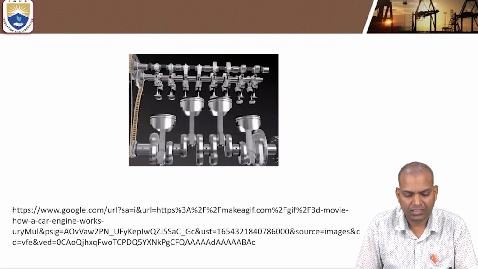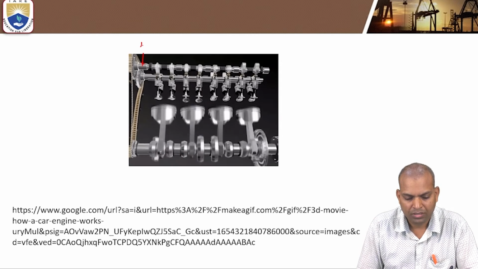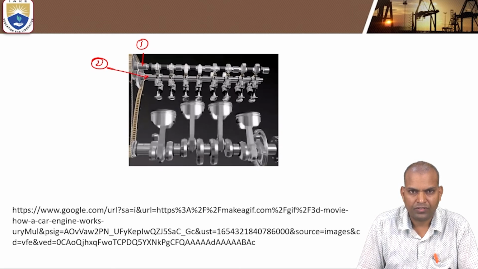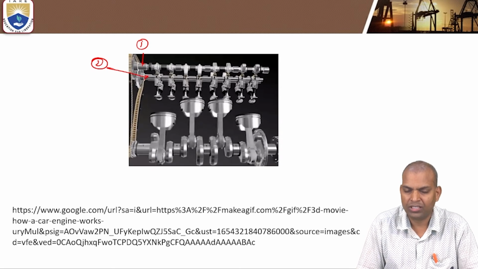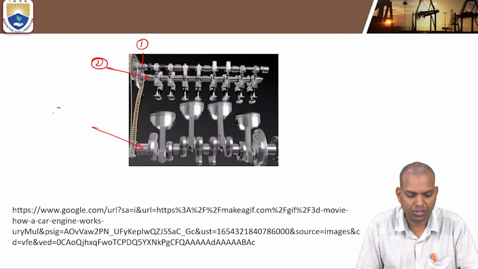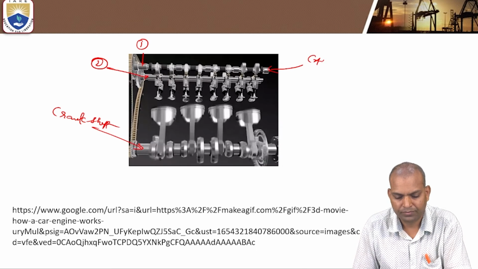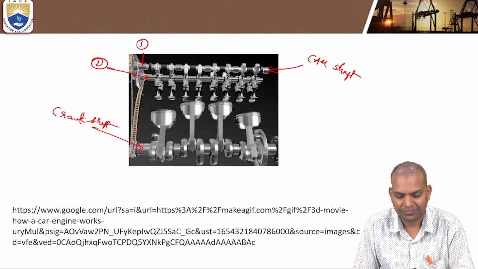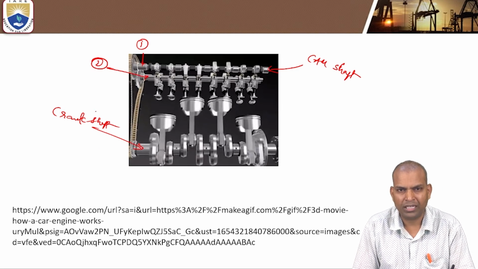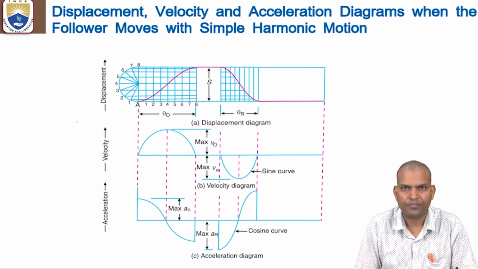Here there are 2 camshafts. This is one camshaft and the rear one is another camshaft. These 2 camshafts are connected with the help of gears, and these gears are connected with the help of a chain drive to the crankshaft. So this is the crankshaft, and this is the camshaft. This complete mechanism of camshaft and crankshaft is important in order to run the engines.